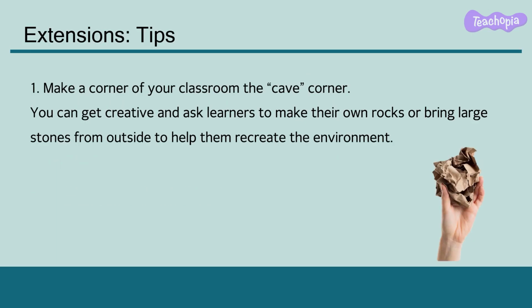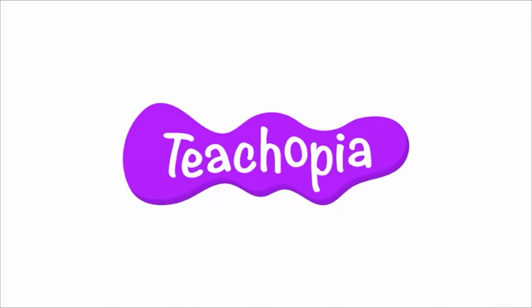To make this a regular practice for learners to learn pronunciation, intonation, and recitation in English, make a corner of your classroom the cave corner. You can get creative and ask learners to make their own rocks or bring large stones from outside to help them recreate the environment. Now that we've come to the end of our module, let's see where we can find the resources we've been talking about throughout our module.